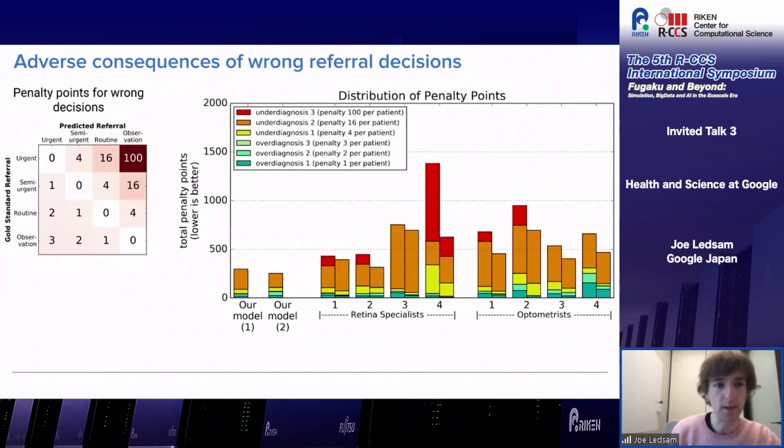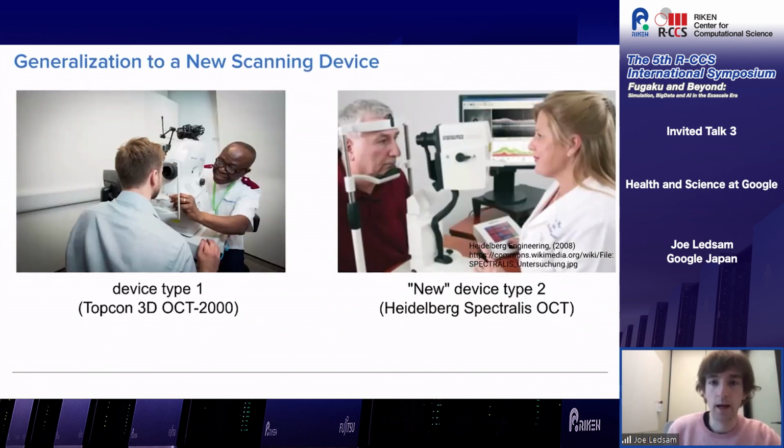We can take that concept further, so we can assign a penalty matrix based on the potential wrong decisions and the impact of that, and then we can score the model and the experts on this. And again, we can see our models, by using this score, which is related to how harmful a particular decision would be, have the lowest score, and many of the experts are making potentially more harmful decisions as well.